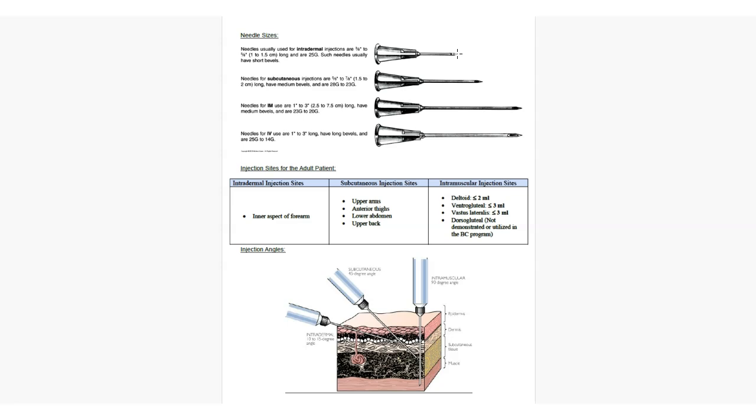And for IM administration, they're usually 1 to 3 inches long, and their circumference or gauge would be somewhere between 20 to 23 gauge. There are some instances where you would require a lower gauge, which means a bigger needle, depending on the consistency of the medication, but that's not very common. Needles for IV use are 1 to 3 inches and have long bevels, and they can range from 14 to 25 gauge. So again, for gauge, the smaller the number, the bigger the needle.